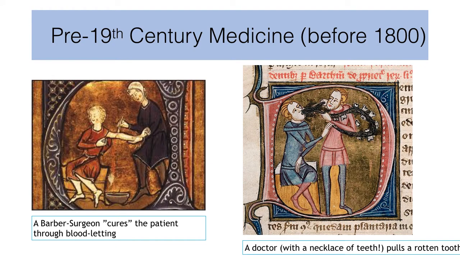But before we get to our story about the transformations that took place in the 19th century, we need to understand how medical professionals and the common people viewed sickness and health in the time period prior to the 19th century. And in our slide here, we see a barber surgeon curing a patient through bloodletting, which was a common cure prior to the 19th century. And we see a doctor pulling a rotten tooth, and we see him advertising the fact that he knows how to do this by wearing a necklace made out of teeth.